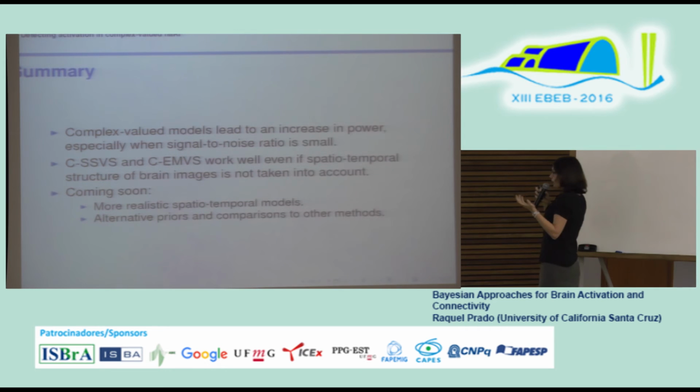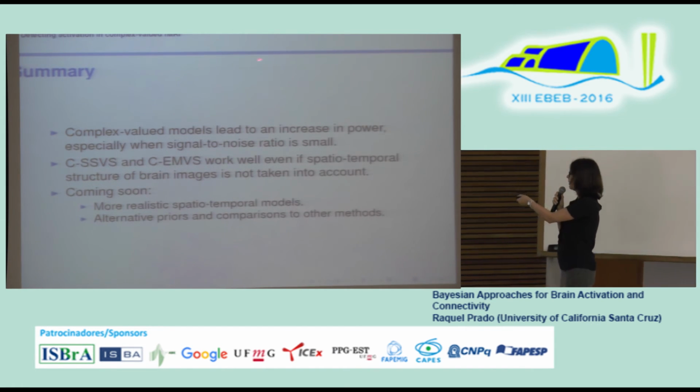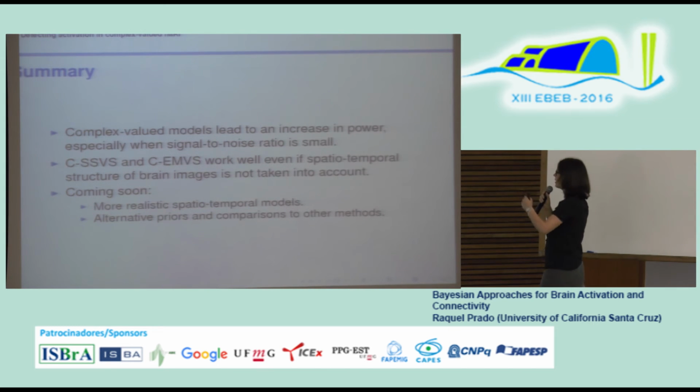As a summary, we discovered that these types of models are leading to an increase in power, especially when the signal-to-noise ratio is small. We have done a lot of simulations for cases of very small signal-to-noise ratio, so a lot of noise. And we are doing several things right now. Cheng Han is working on looking at a bunch of different kinds of priors and comparisons to other types of methods that are used in practice.